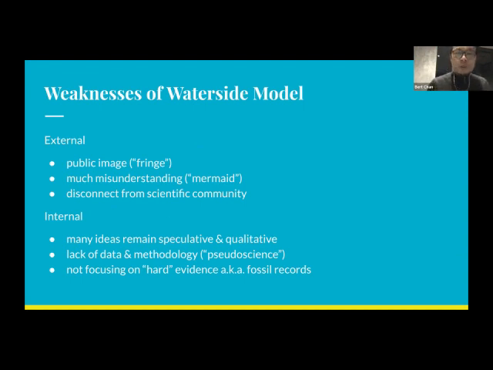So in particular, for Waterside models, what are the weaknesses and strengths, so that we can discuss how to improve these models? The weaknesses, some of them are external ones, like the public image. We perceive the Waterside model or aquatic ape hypothesis as a fringe theory, and there is much misunderstanding, like, oh, you're saying that we evolved from mermaids or Aquaman. Some people ridicule it with these very strange misunderstandings that people never actually talked about.